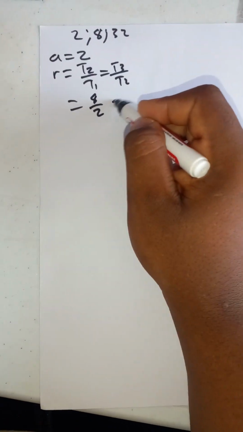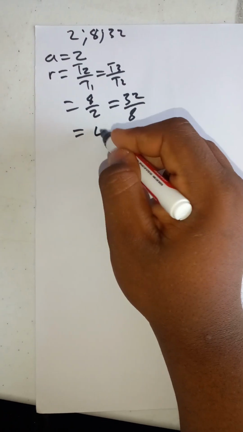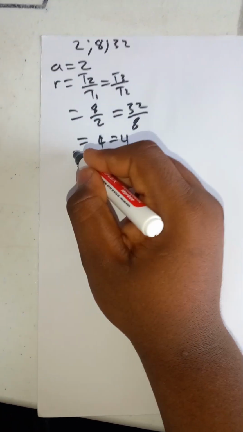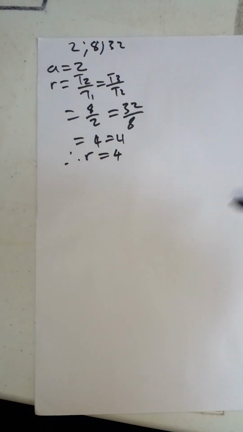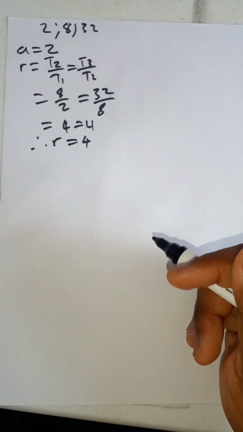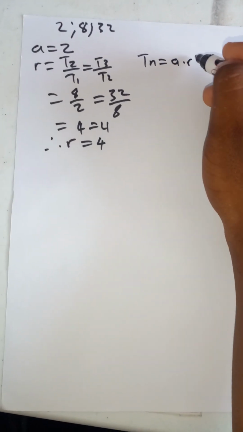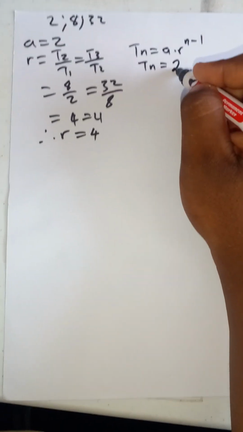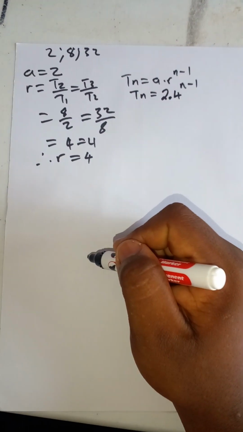The ratio is equal to T2 over T1, equal to T3 over T2. So let's find the ratio. It is 8 over 2 equals 32 over 8. So basically the ratio is 4 equals 4. As you can see, the ratios are the same, so I can conclude that my ratio is equal to 4. Now let's find our general term. Tn is equal to a times r to the power of n minus 1. And then Tn is going to be equal to 2 times 4 to the power of n minus 1. Can you see it now?